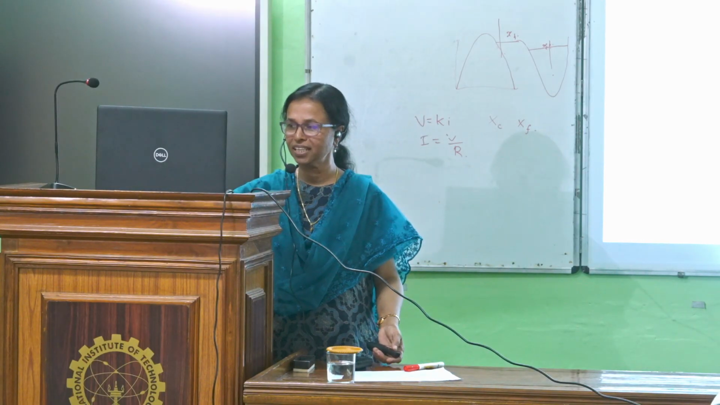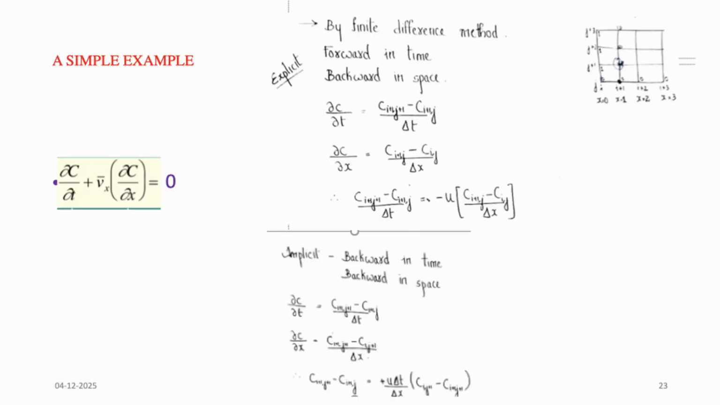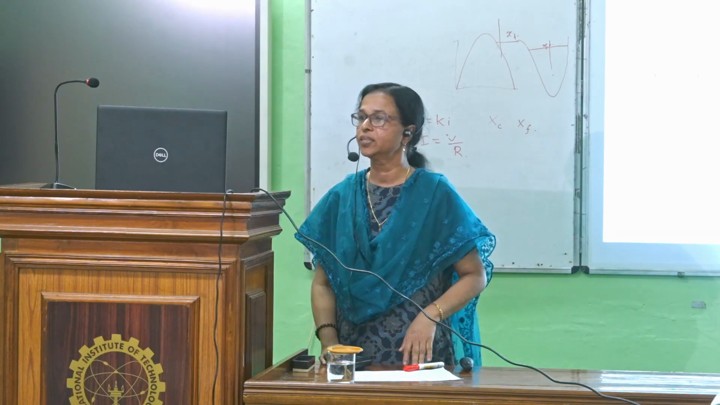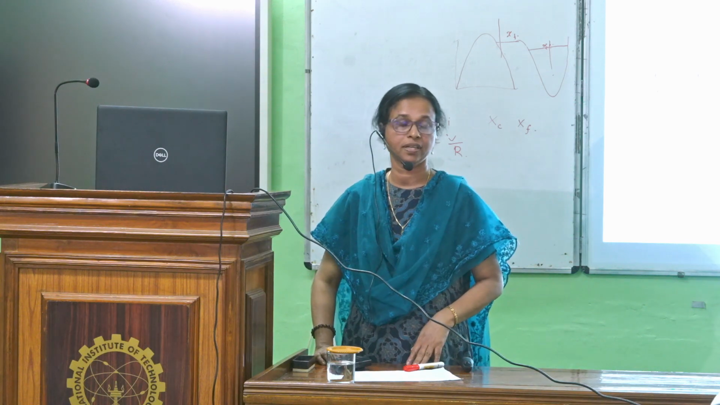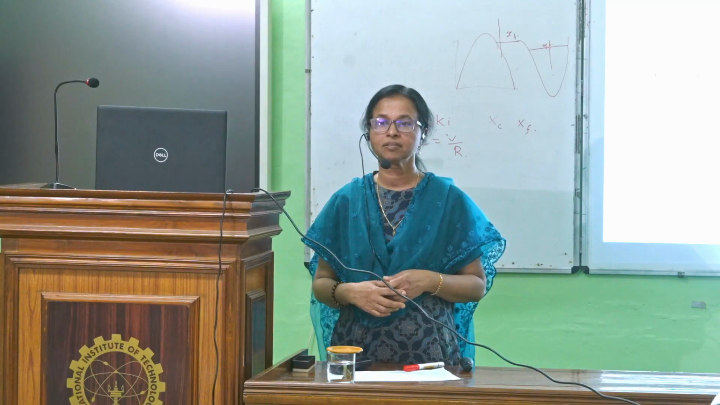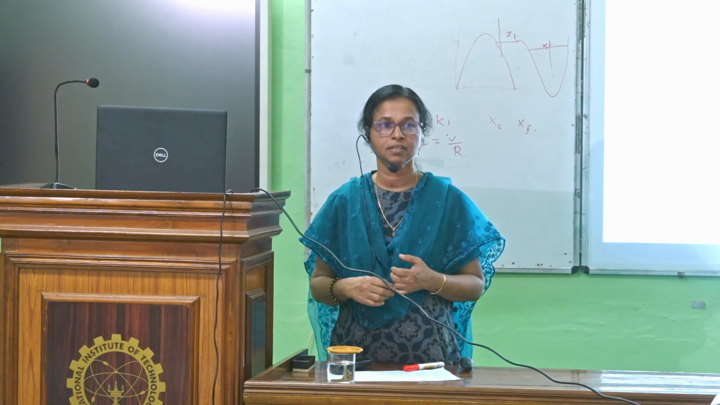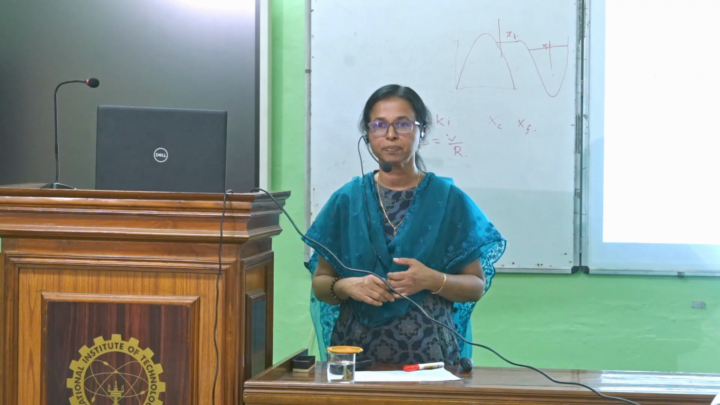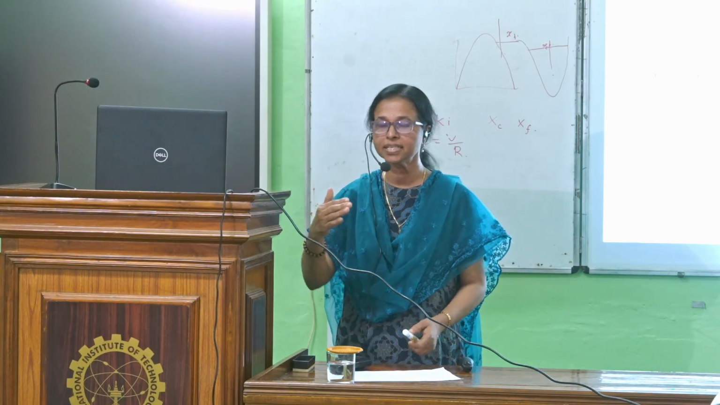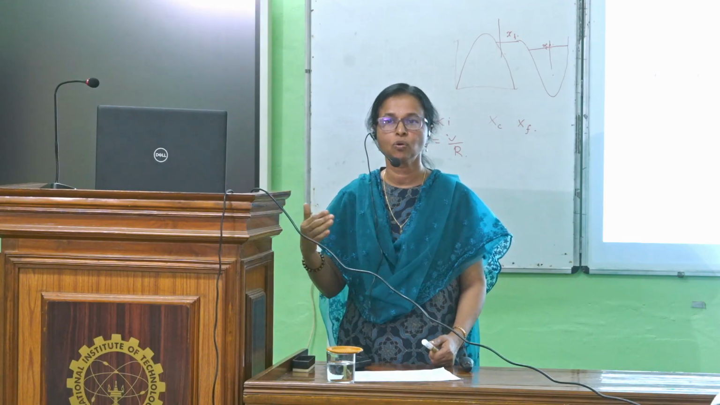Only two. Okay. Suppose I am taking a very simple partial differential equation, dou c by dou t plus vx into dou c by dou x is equal to 0. Actually this is not related to the momentum equation and all, I am just taking a very simple equation. What is the dependent variable, and what are the independent variables here? C is the dependent variable, x and t are the independent variables. So how can I convert this partial differential equation into an algebraic equation?